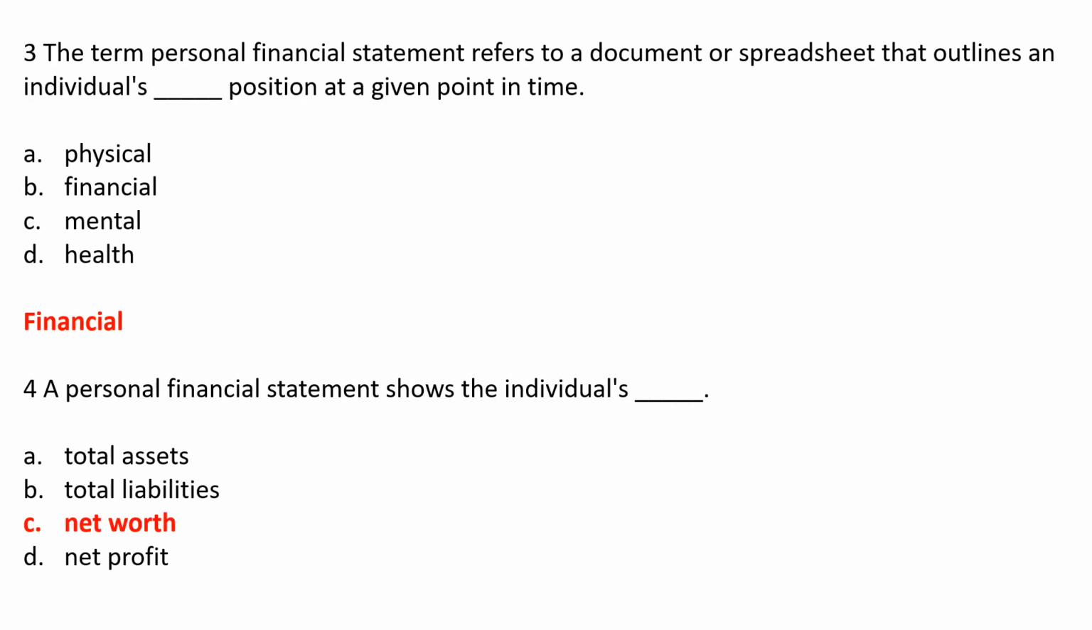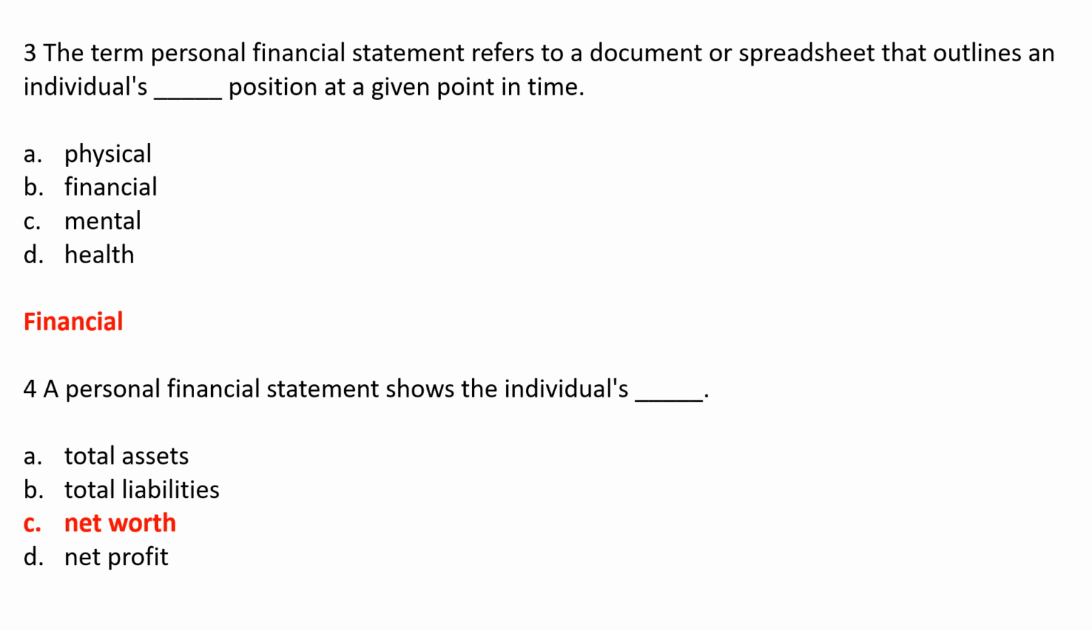The term personal financial statement refers to a document or spreadsheet that outlines an individual's dash position at a given point in time. Option A, physical. Option B, financial. Option C, mental. Option D, health. The correct answer is option B, financial. The term personal financial statement refers to a document or spreadsheet that outlines an individual's financial position at a given point in time.